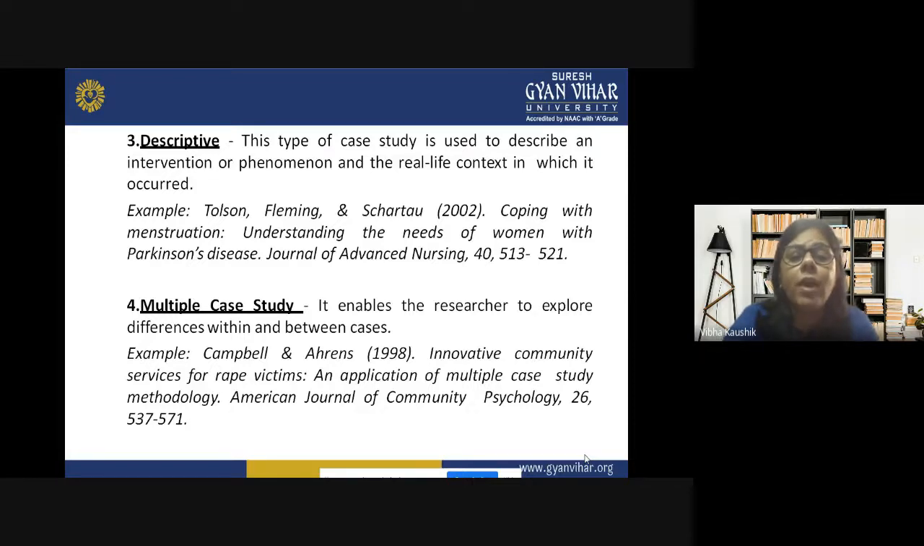Example, Tonson, Fleming, and Scuderi 2002, Coping with Menstruation: Understanding the Needs of Women with Parkinson's Disease, Journal of Advanced Nursing. Multiple case study enables the researcher to explore differences within and between cases. Example, Campbell and Ahrens 1999.